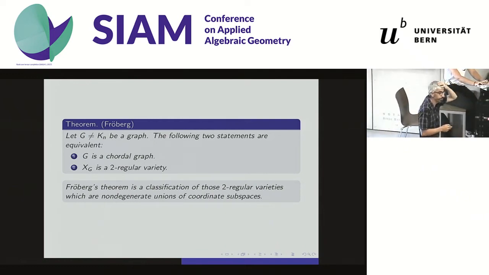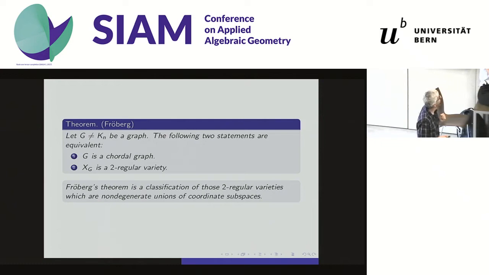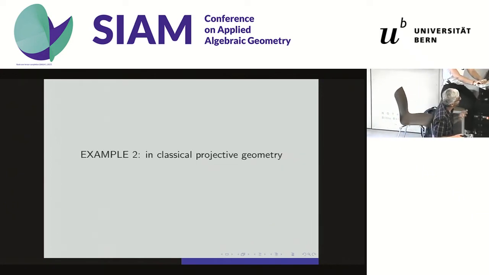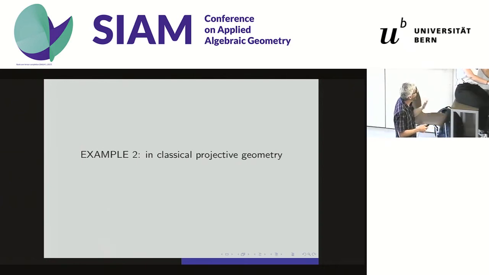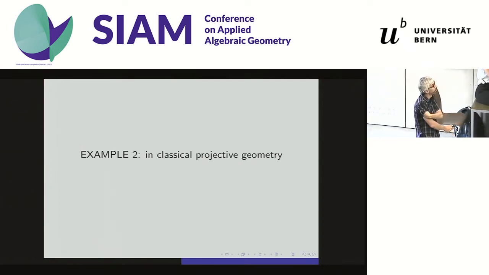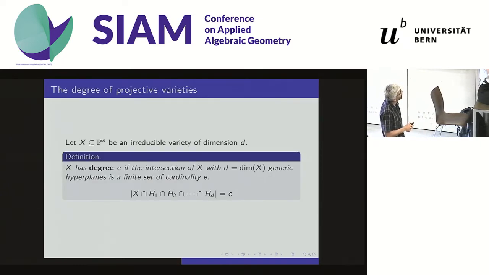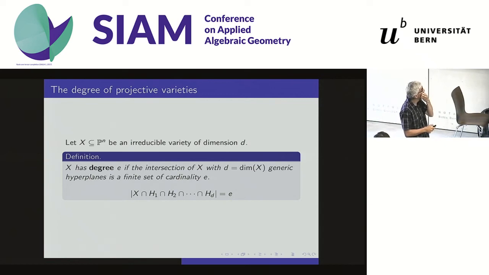Okay. So now let's move on to a different example. Let me tell you where 2-regular varieties appear in classical projective geometry. In this part of the talk, I will ask my varieties to be irreducible. So let's suppose that X inside of P^n is an irreducible variety of dimension d.